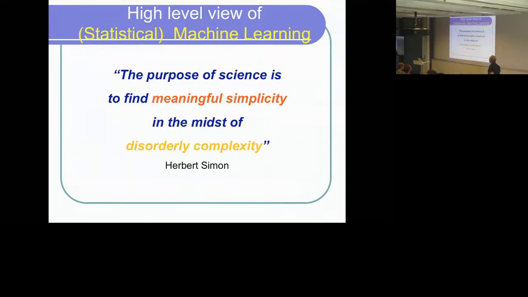Okay, so I like to start my talks with this citation from Herbert Simon. Herbert Simon was a well-known economist, and he got the Nobel Prize in economics. And he said that the purpose of science is to find meaningful simplicity in the midst of disorderly complexity. I like it very much, and I think it could also serve as the definition of what we are trying to do with machine learning. We have tons of data, and the data is very complex, and we are just swamped by data. What we're trying to do is to find some meaningful simplicity, some patterns that are both meaningful and simple, understandable, comprehensible, that will make sense out of the huge data. So this could also be viewed as a definition of what we are trying to do in statistical machine learning.